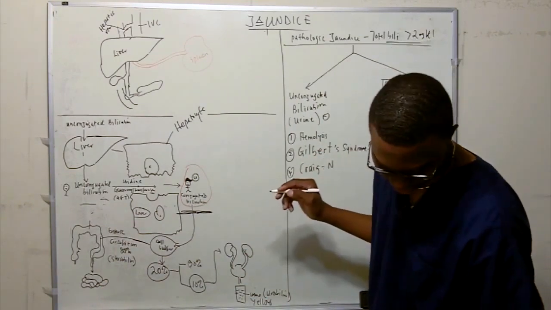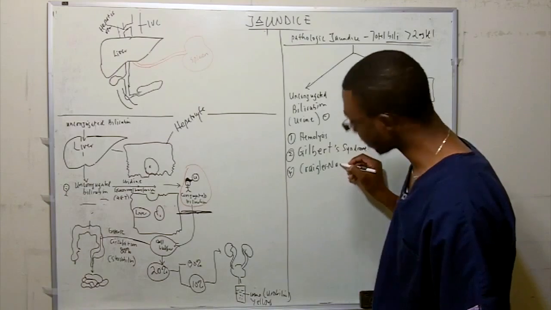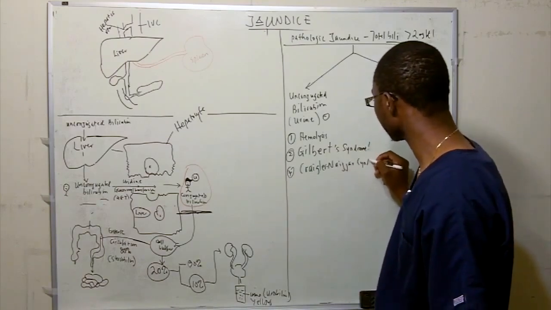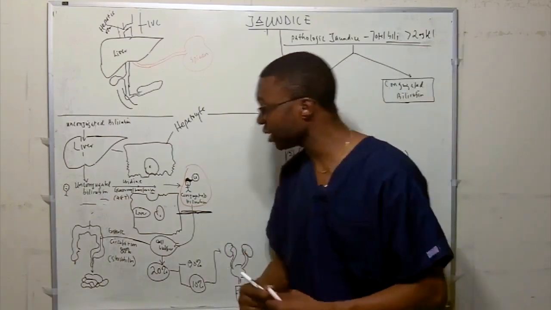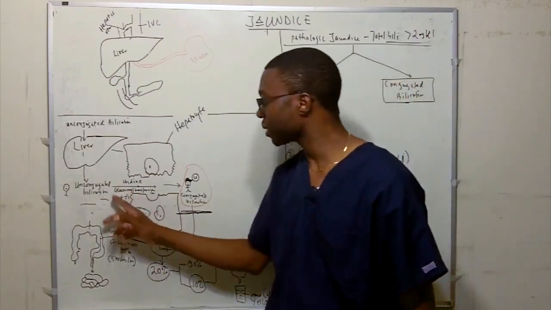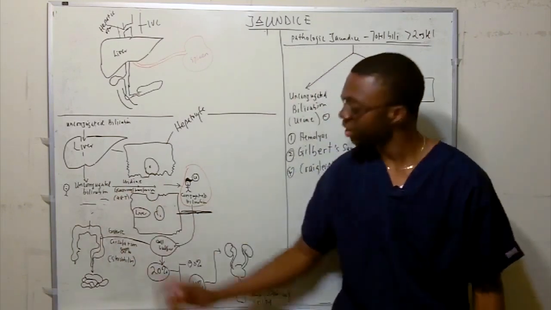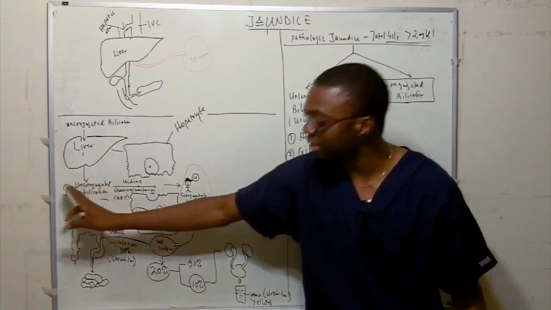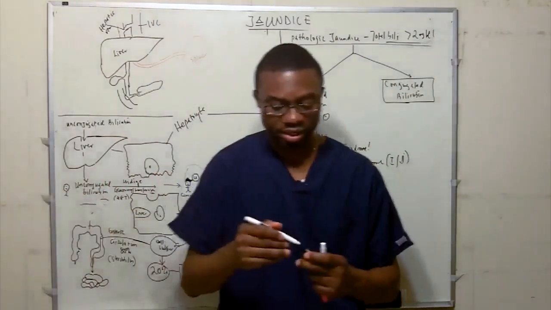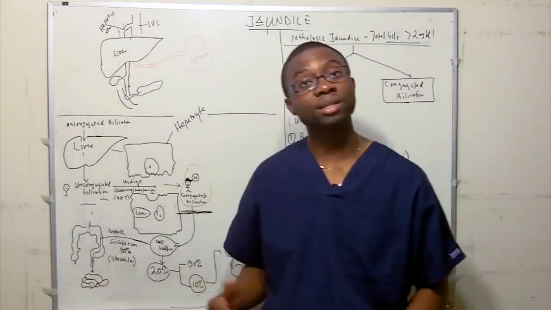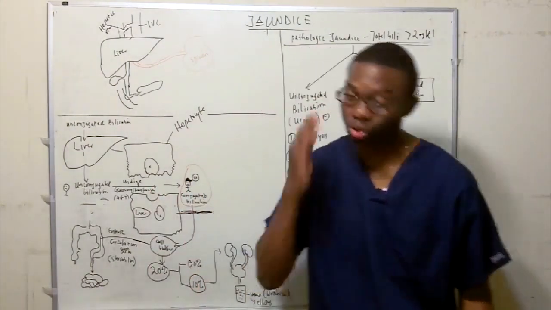Crigler-Najjar syndrome. Crigler-Najjar. Sorry. Crigler-Najjar. That's how you say it. And there's a type 1 and a type 2. Bottom line with Crigler-Najjar is that these patients don't have uridyl glucuronosyltransferase. If you don't have this enzyme, what happens? This guy can't go through. He can't go through, right? He gets blocked this way. Everything then backs up. They get a lot of unconjugated bilirubin. All right? This is a genetic defect. They're just missing the enzyme. That's why. So you got to know that.